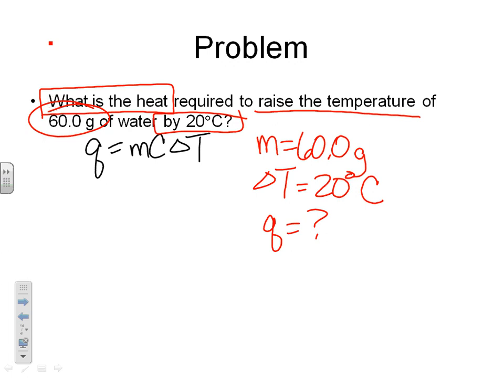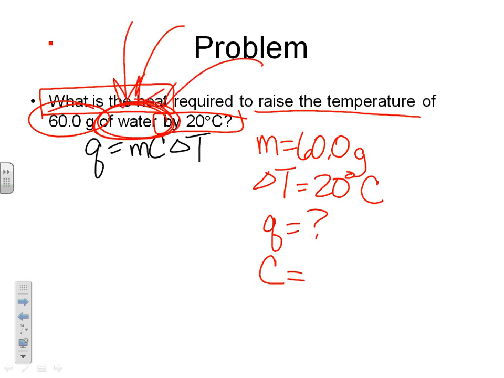So heat is not T, right? Temperature is T, heat is Q. They're two separate things. And so we know we're looking for Q, which means that if we want to use Q equals MC delta T here, we have to be able to know what C is. Otherwise, there's no way that we can solve the problem. And that's when we have to know how to use our reference table.